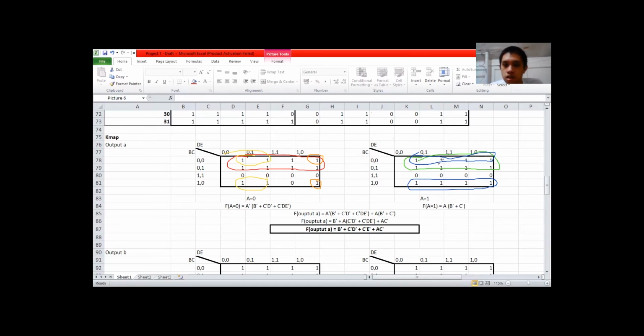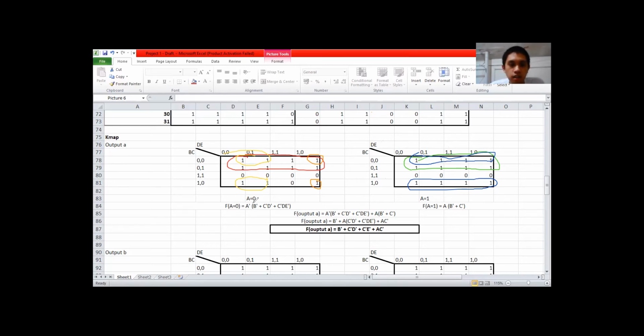The next group is the blue group. So A is unchanged at 1, B changes from 0 to 1, therefore cancelled. C is unchanged, it is just 0, therefore it will become C prime, and then literals D and E changed from 0 to 1, and vice versa. Therefore, we are left with A and C prime.